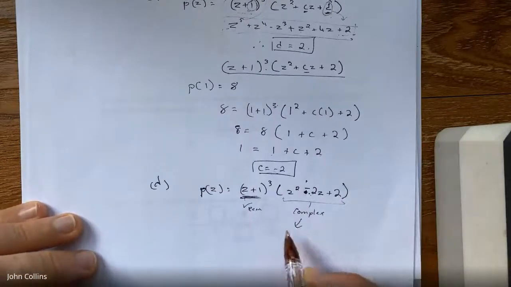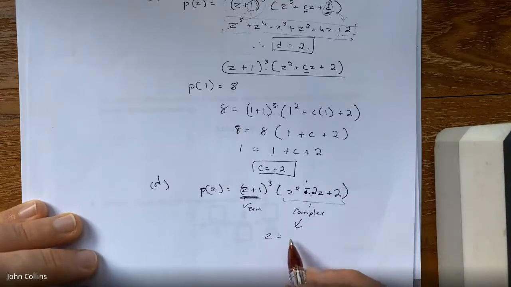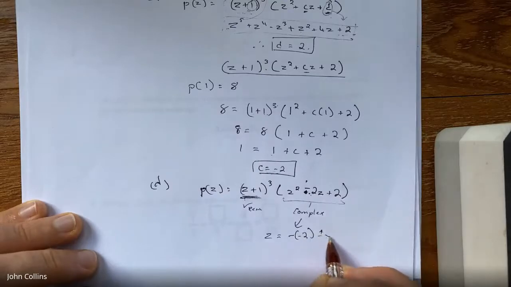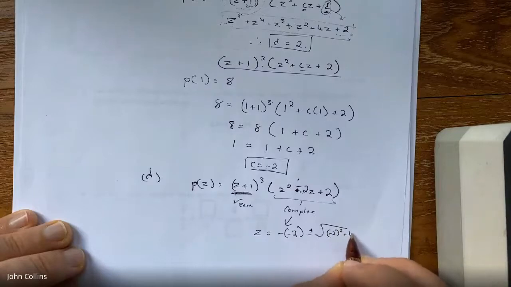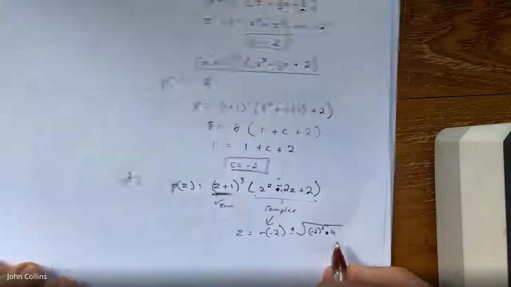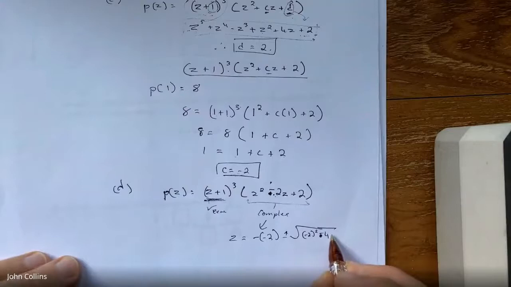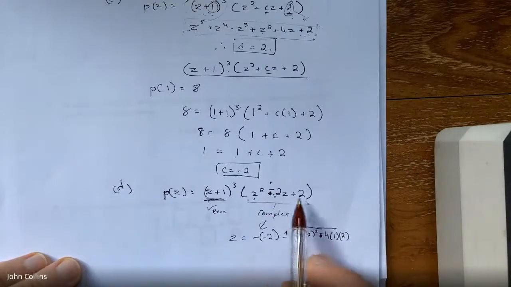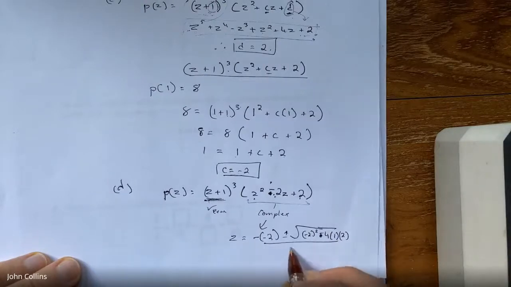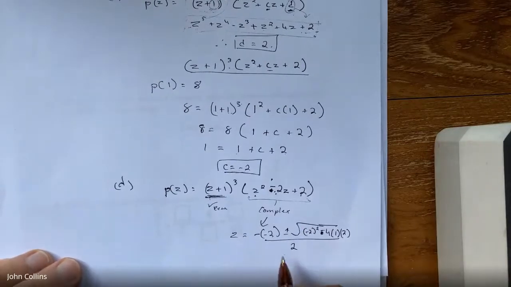So if I just solve this equation using my quadratic formula, which I will: minus b, so that's minus minus 2, plus or minus the square root of b squared, which is minus 2 squared, minus 4ac, 1 times 2, so a, b, c, and all over 2 times a, so that's just 2. If I work all that out, you will get the complex roots. So that's going to be 2 plus or minus the square root.